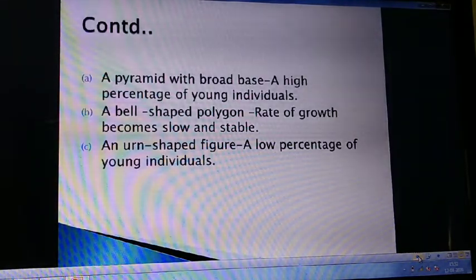A pyramid with broad base, that is high percentage of young individuals. A bell-shaped pyramid means rate of growth becomes low and that is stable. An urn-shaped figure means a low percentage of young individuals. They die off soon.